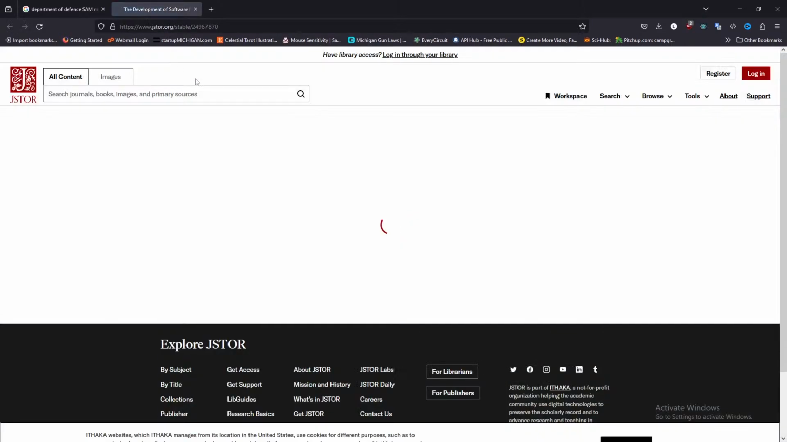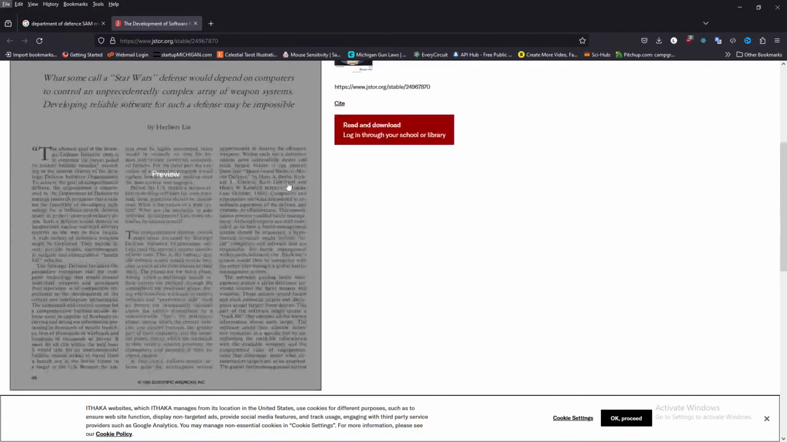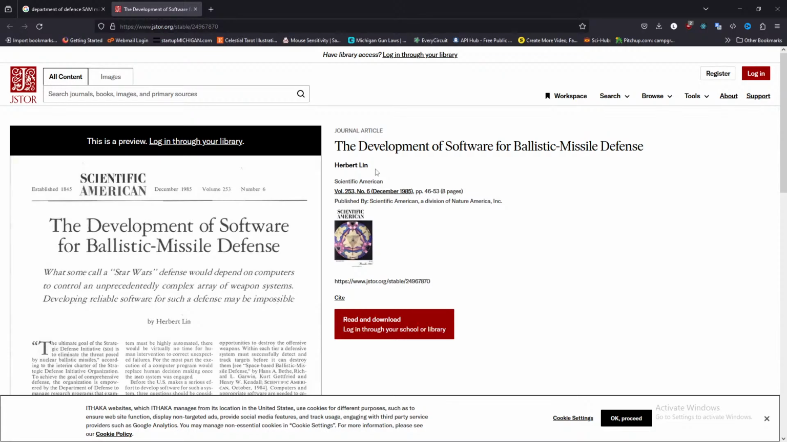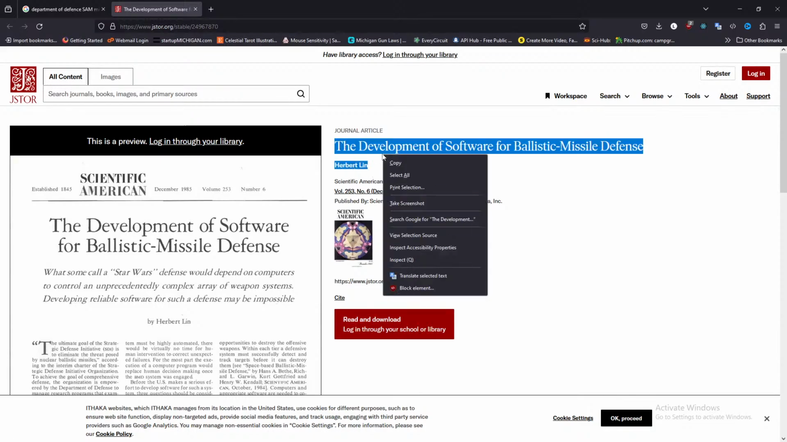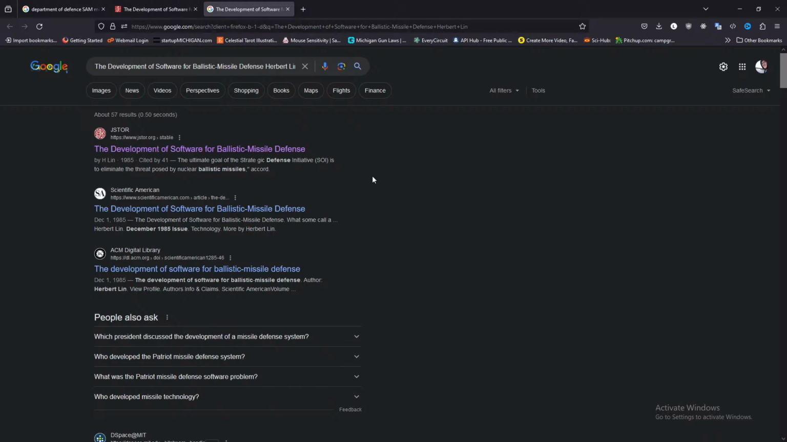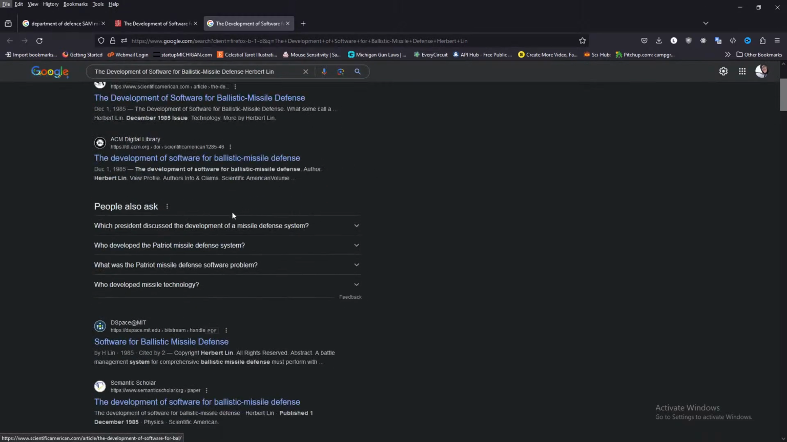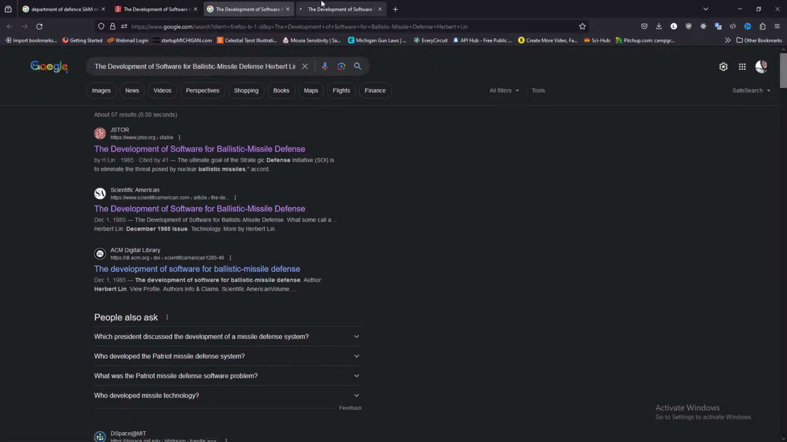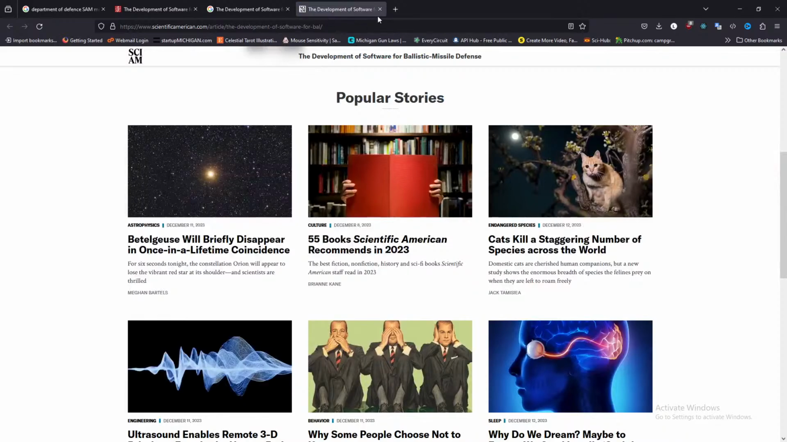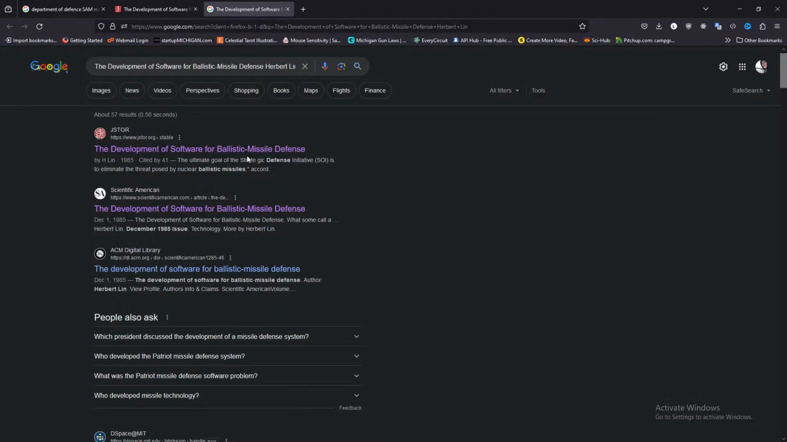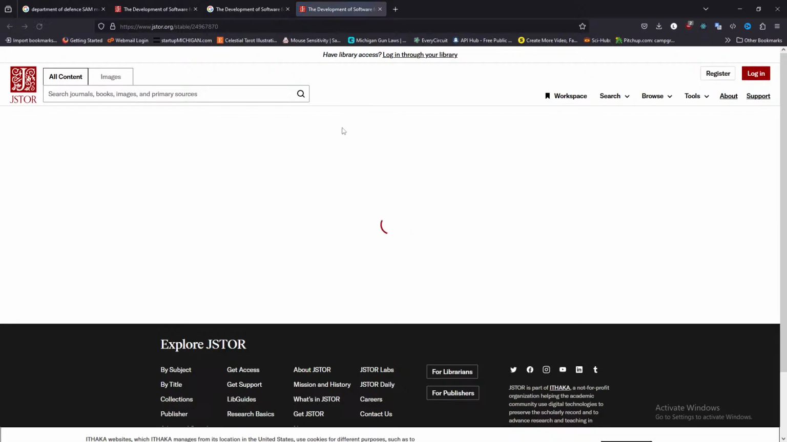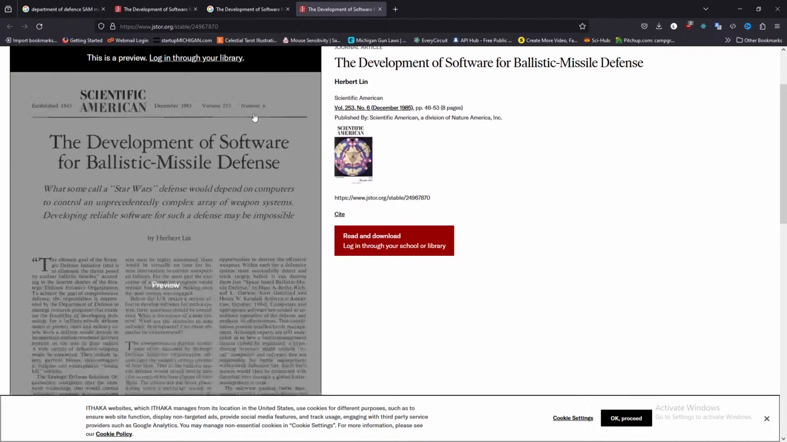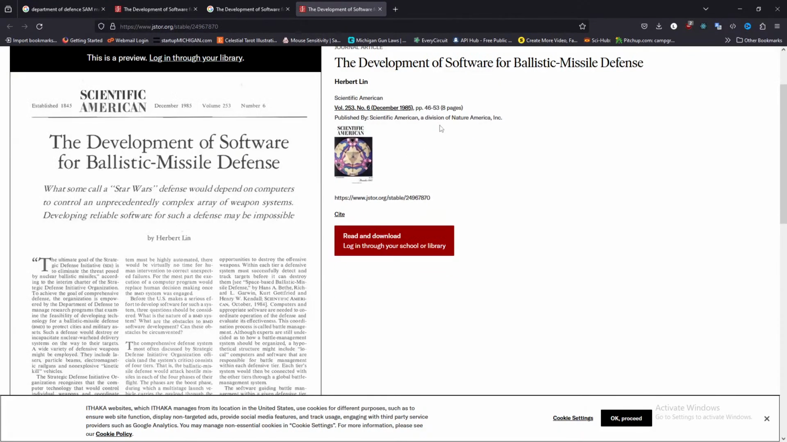Yeah, ballistic missile defense. Yep. I want to see this paper. This is where I get copyrighted by Scientific American. I get DMCA'd. Well, this is a source, but it's not publicly accessible. You have to request access, because you have to pay for it. Yeah, log in through your library. I should probably do that, because I know my library has some stuff.